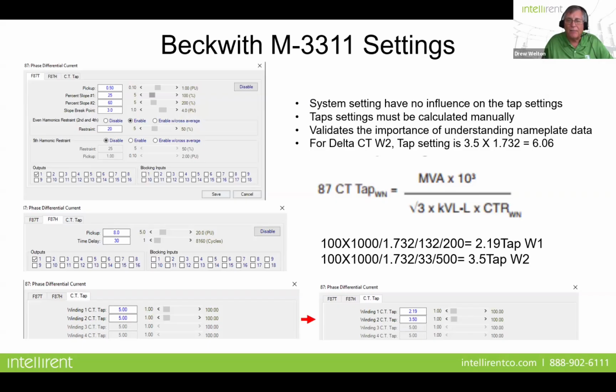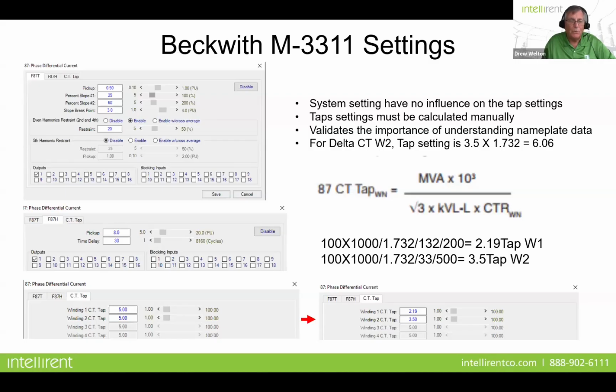So in this case, if we're looking at how to put a tap setting in, let's say for winding two, the tap equals the MVA rating of the transformer times 10 to the third. Okay, that's the total VA, and then divided by the square root of 3 times the high side voltage. Okay, times the CT ratio. So that will give you your tap values, winding one and winding two. So it's a fairly simple calculation. Okay. But the thing of it is, you have to go through this exercise if you're using this relay.